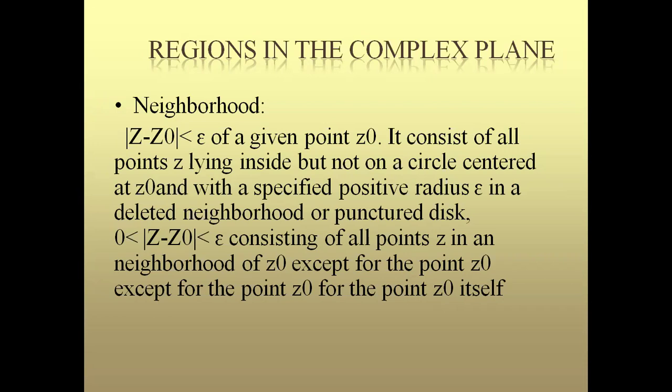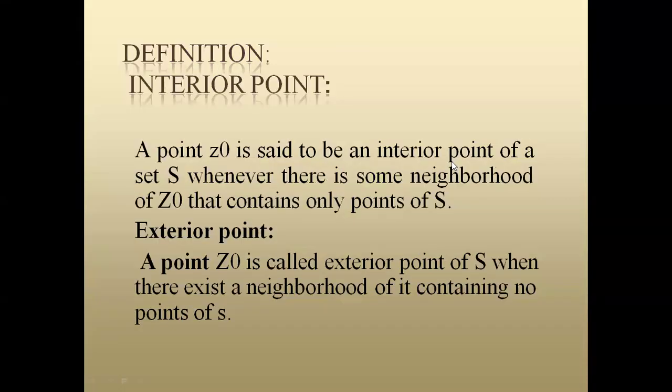So next we see the interior point. What is an interior point? Z naught is called an interior point of S whenever there is some neighborhood of z naught that contains only points of S. So if some neighborhood of points lies inside S, that is called an interior point.